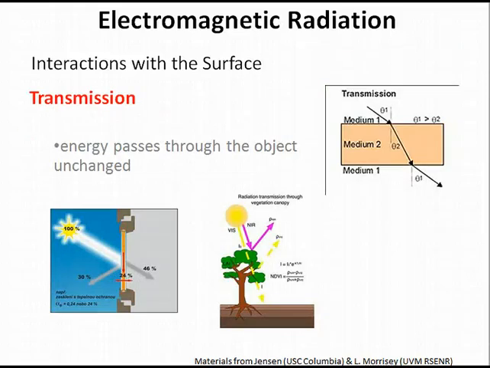Transmission was the third type of interaction between electromagnetic radiation and surface materials. And just like reflection, with transmission, the energy is passing through the object and it remains unchanged. So the wavelength and the energy remain unchanged as it passes through the object. However, the angle of exit may be altered depending on the composition of the object.